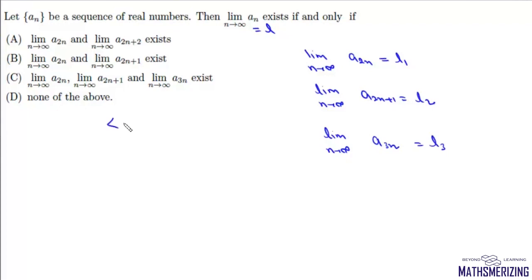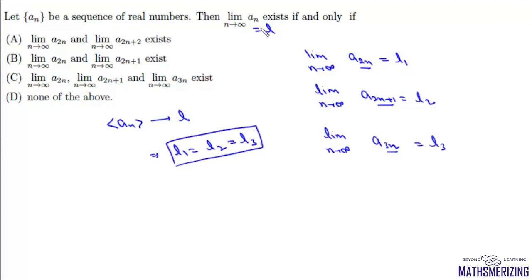Now we know that if the sequence an is a converging sequence and it converges to this limit L, then any subsequence will also converge to the same limit L. So a2n, a2n plus 1 and a3n are all subsequences of this sequence an. From here we can say L1 must be equal to L2 and it must be equal to L3. So if the sequence is convergent, then all the subsequences will converge to the same limit L.